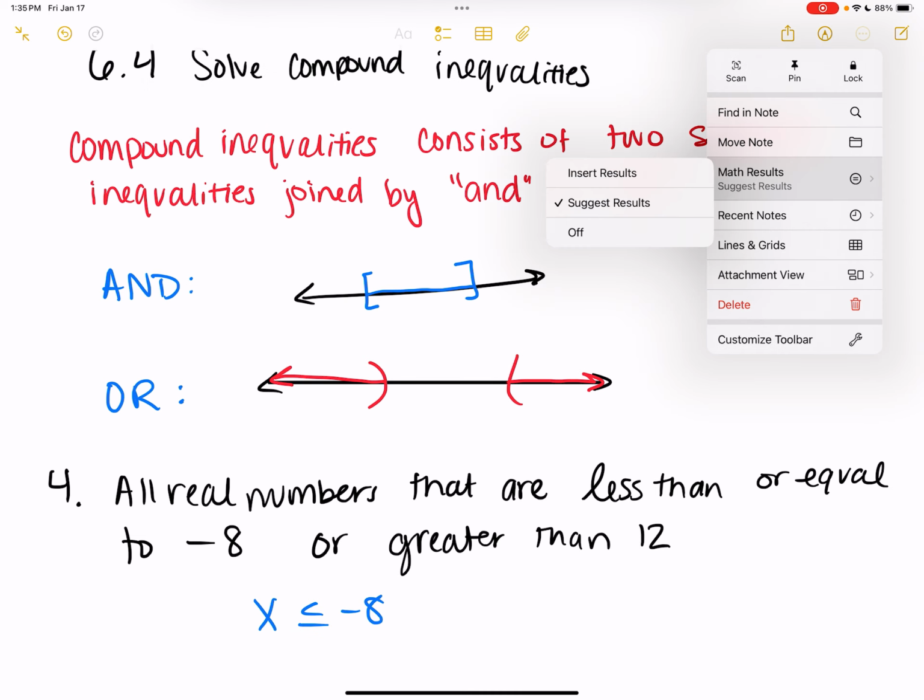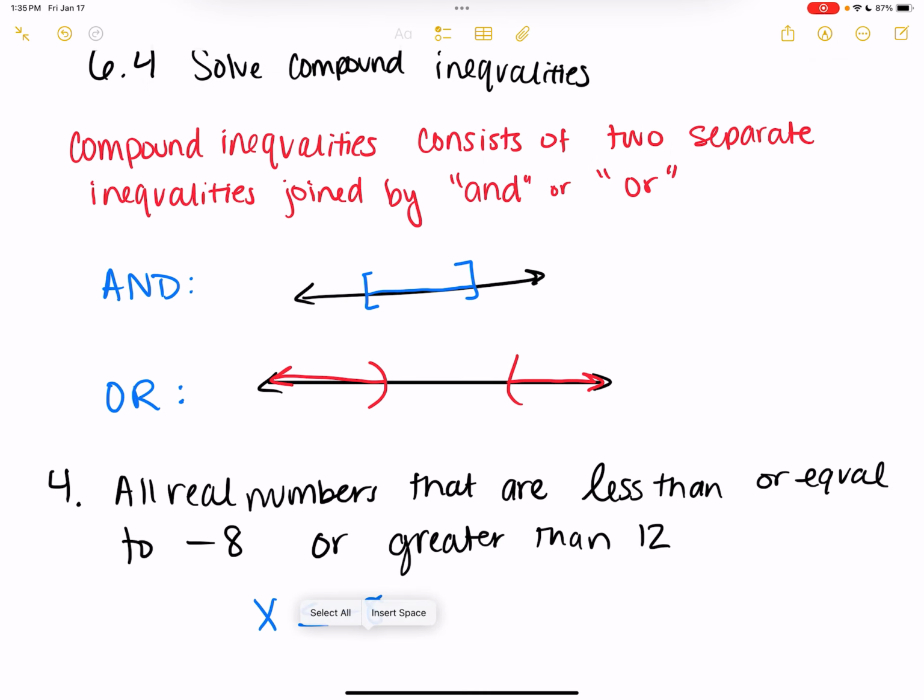All right, then it says or, so we actually write the word or. What this says is that x is either less than or equal to -8 or it's greater than 12. So the other one would be x is greater than 12, like that. And that would be how that would be written. Now sometimes we're actually going to be solving equations that end up giving us answers that look like this, but this is just setting up the actual phrase.